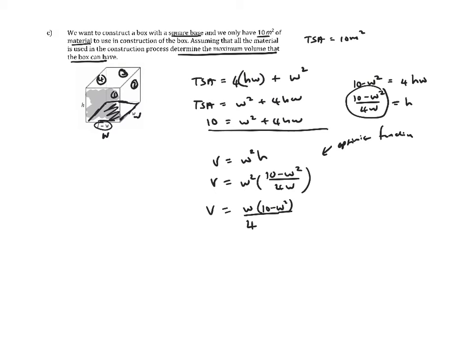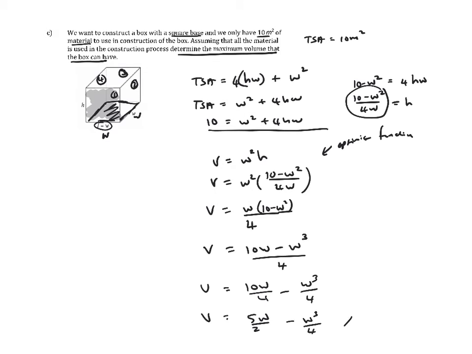Hopefully that makes sense, yeah? So we just divide w squared by w, and what we've got then is 10w minus w cubed over 4. If you want to split those terms, that's 10w over 4 minus w cubed over 4. That just makes it a bit easier when we find the derivative a bit later. So that is 5 over 2 w minus w cubed over 4. Okay, so that's our optimized function.